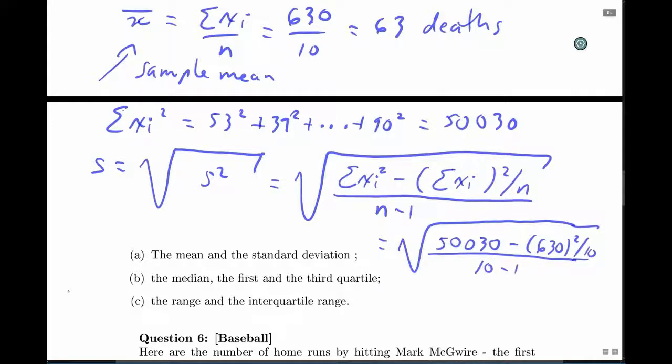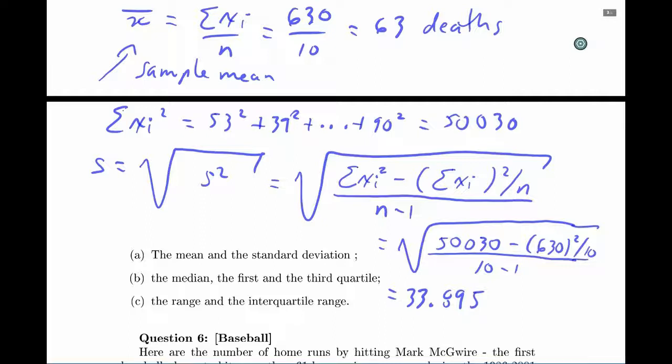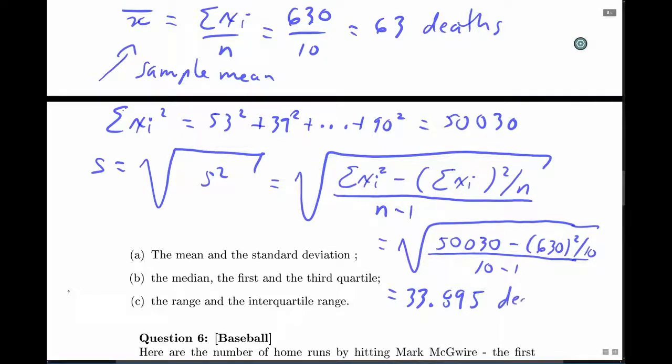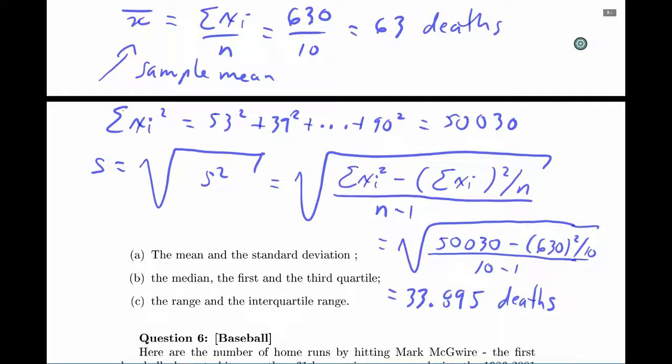And then once we take the square root, we end up with 33.895, let's say, if we round a bit. And so the sample standard deviation is a description of a typical deviation from the center, which is on the same scale as your random variable. So this is deaths. On average we have about 63 deaths per year, and a standard deviation away from the mean is about 33 or 34 deaths per year.